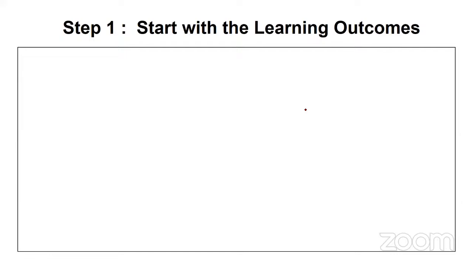So the first step for problem design is to start with the learning outcomes, because that is your main thing. You are under some board, some universities, some regulations. You are not completely free in the context of designing the problem. So be careful about it. Ultimately, you need to achieve and cover the learning outcomes.